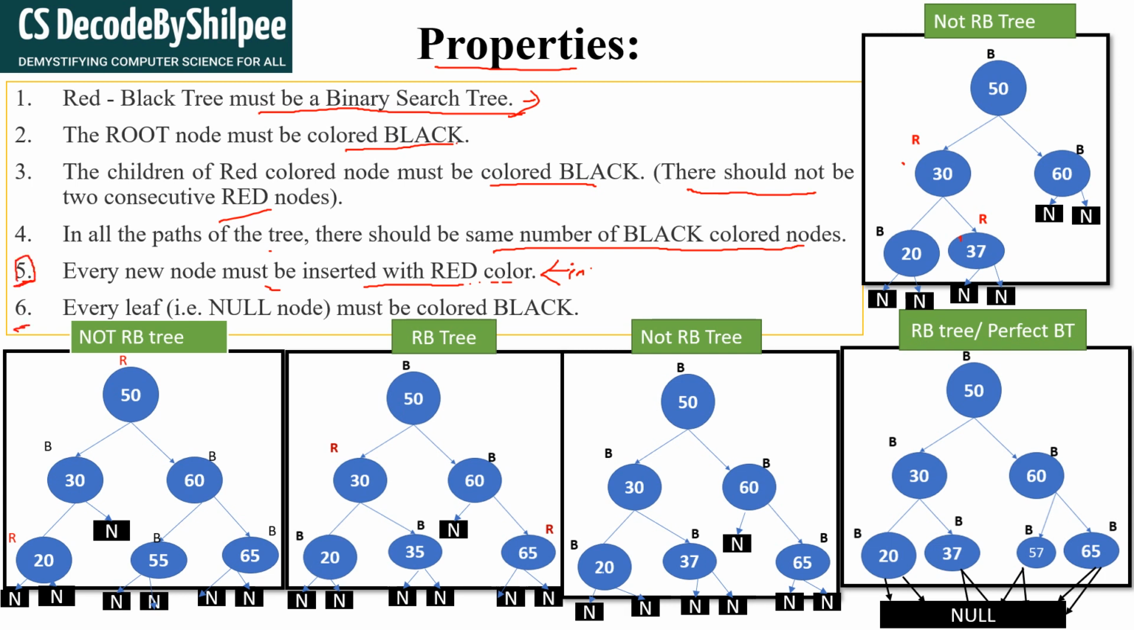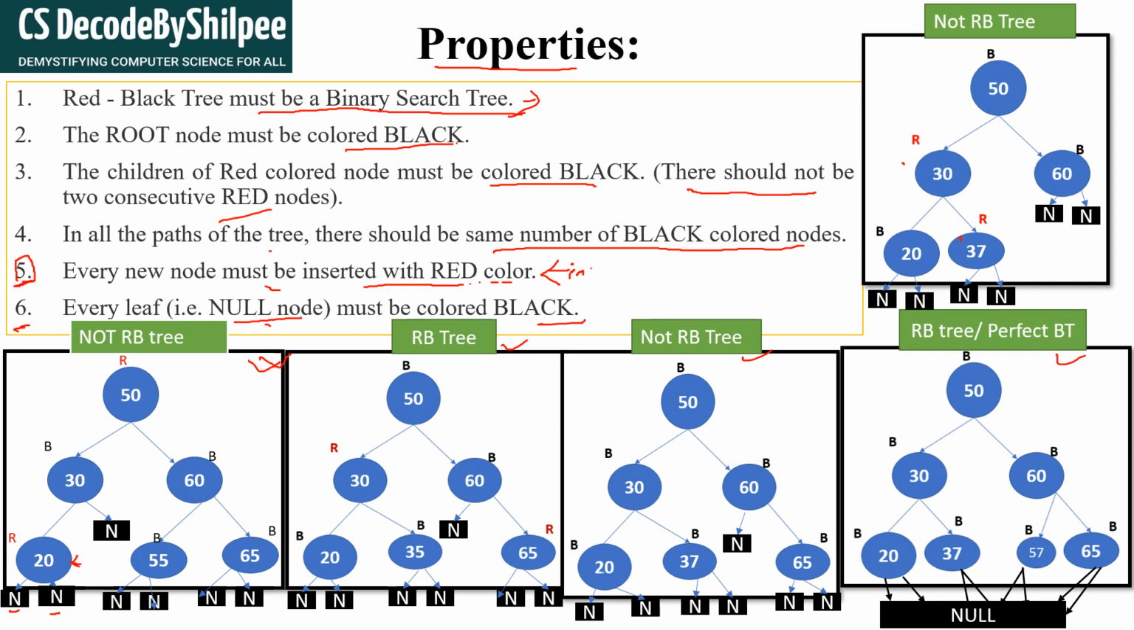And the sixth one says that every leaf null node, do remember, meaning that whatever the leaf node is, it has no children, so its left and right will be null, and that must be black colored. Okay, so these are the properties. Now we'll check each and every example to see which tree is valid and which is not. We'll check which property is followed and which is not, one by one.